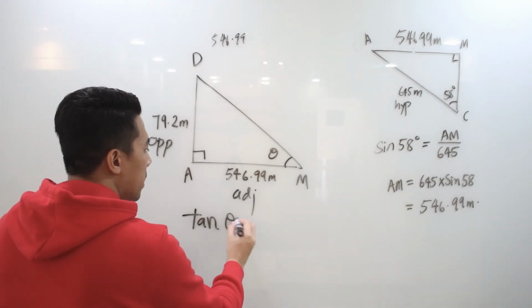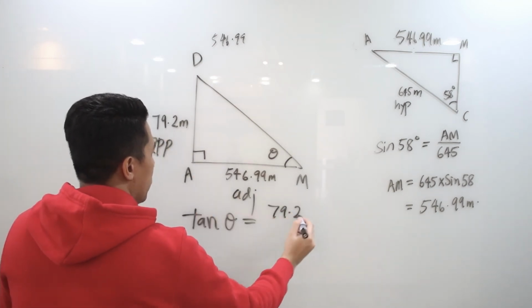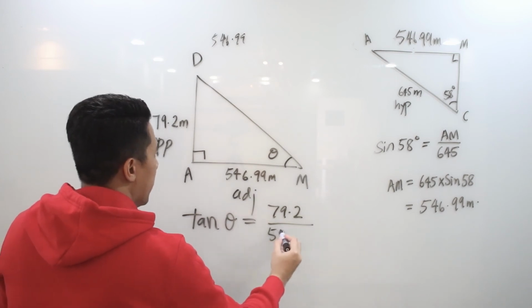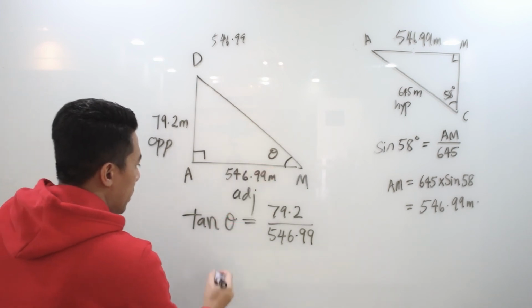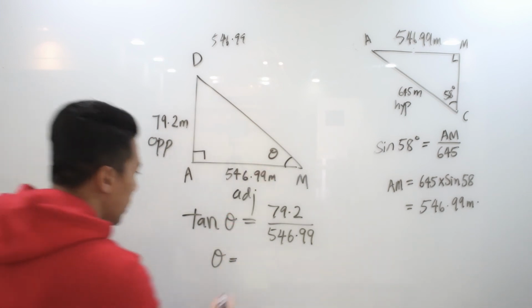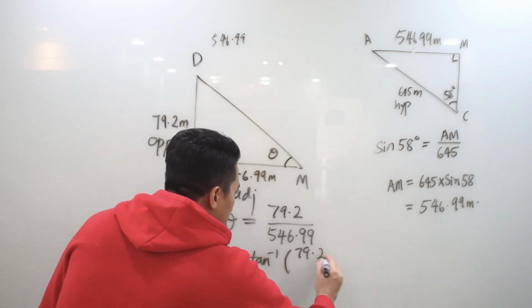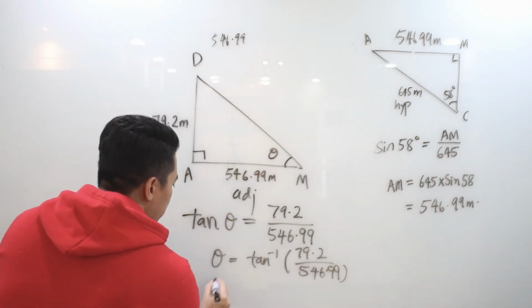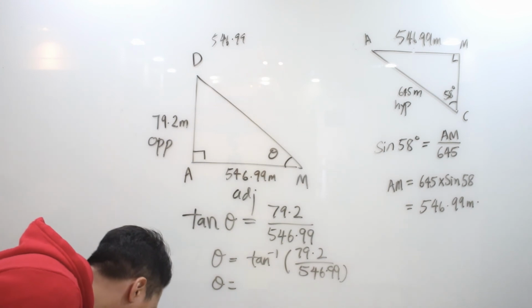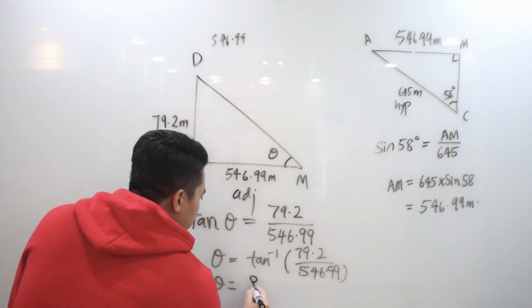Since opposite and adjacent are involved, we will use the trigo function tangent. So tangent theta is equal to opposite 79.2 over 546.99. Solving for that angle theta, our angle of elevation, tangent inverse of 79.2 over 546.99. Using your calculator, we will get the angle of elevation to be 88.2 degrees.